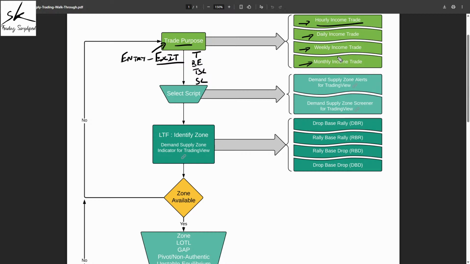Hourly income implies a trade where my expectation is that this trade can last for an hour or maybe a few hours. Daily income, a trade which can last for a day or few days. Weekly income, a trade which can last for a week or few weeks. And monthly income, a trade which can last for a month or few months. Now, very important, by definition, I say daily income is a trade which can last for a day or few days.